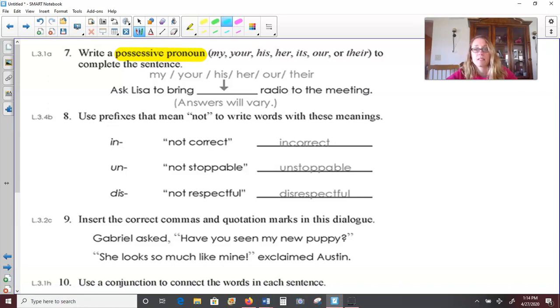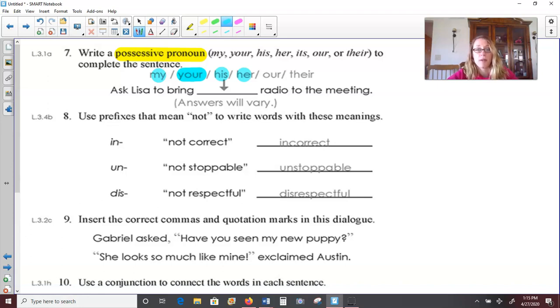You could say, ask Lisa to bring my radio to the meeting. Ask Lisa to bring your radio to the meeting. So maybe you're talking to someone else and you're telling them to ask Lisa to bring your radio. Ask Lisa to bring his radio to the meeting. I know that kind of sounds funny because Lisa is a girl, so we would typically say ask Lisa to bring her radio to the meeting, but maybe you're talking about a different person. Maybe it's you, Lisa, and your friend Bob, and you're saying to Bob, ask Lisa to bring his radio to the meeting. So you're talking about somebody else, Bob's radio.